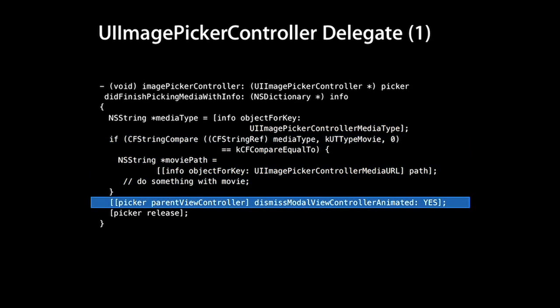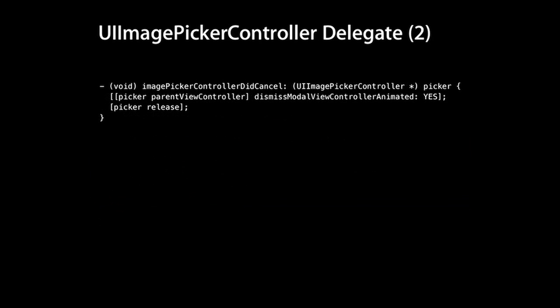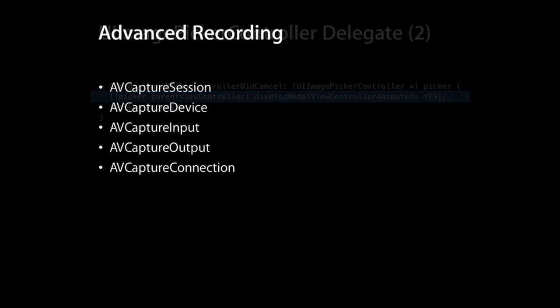Once you've done that, you dismiss the modal view that was there and release the picker. Now, if the user cancels, your method imagePickerControllerDidCancel is going to be called. In this case, all you need to do is dismiss the modal view controller and release the picker.